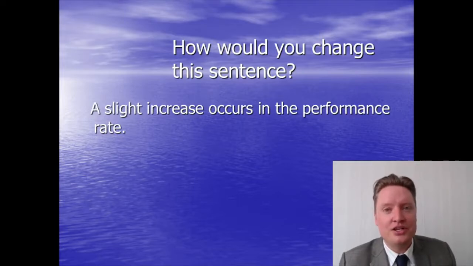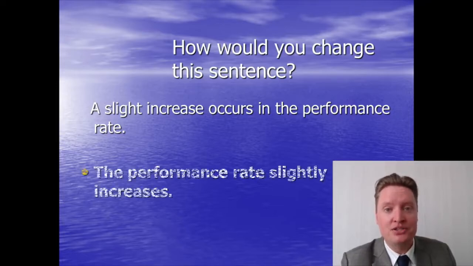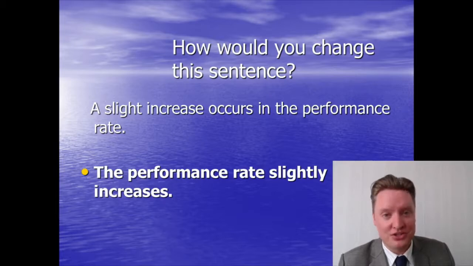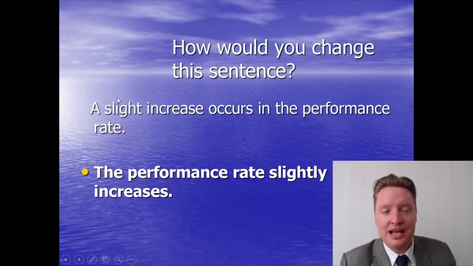A slight increase occurs in the performance rate. Now, my subject in this sentence is the performance rate. I want to move that to the beginning of my sentence to make this an active sentence. And when I do that, I can get rid of my garbage verb, occurs. I want to know how it occurred. And what happens? The performance rate slightly increased. Notice how my adjective, slight, becomes an adverb, slightly, and my noun, increase, becomes a verb.